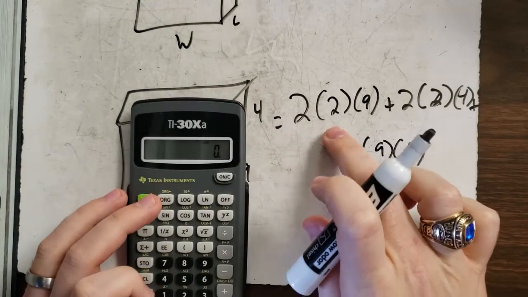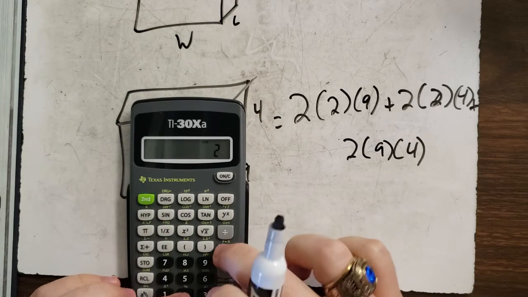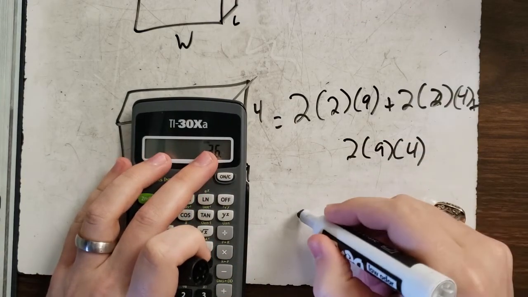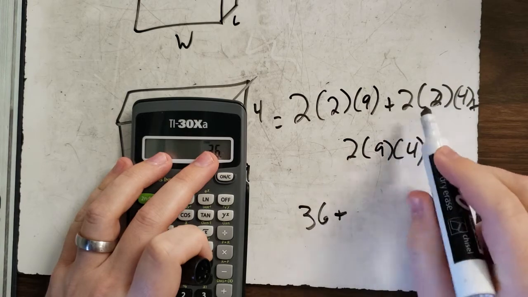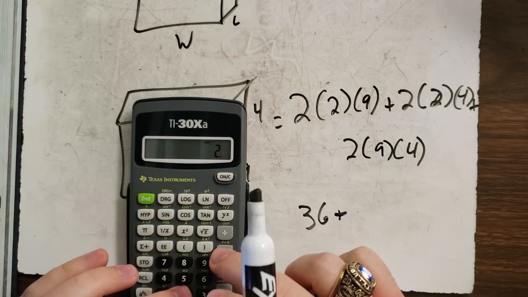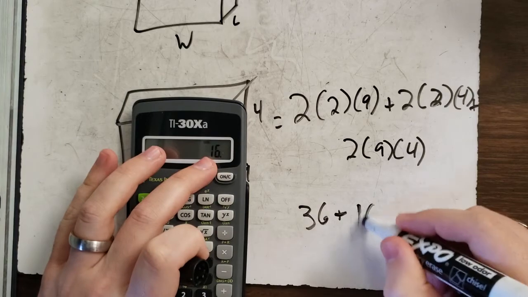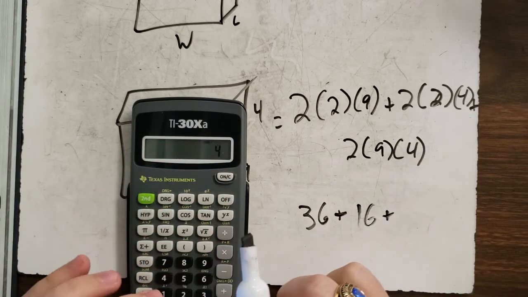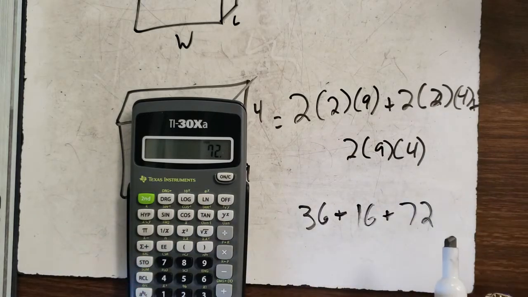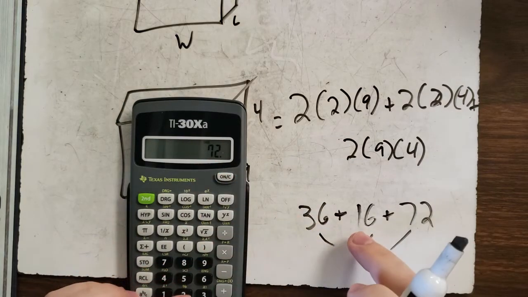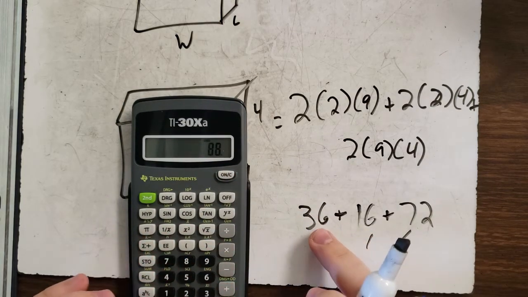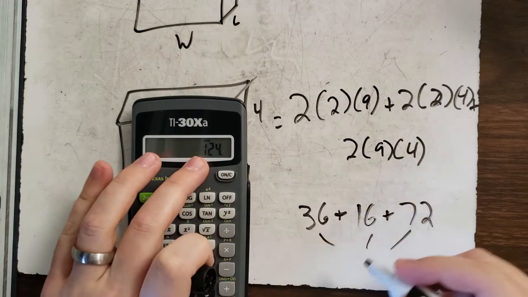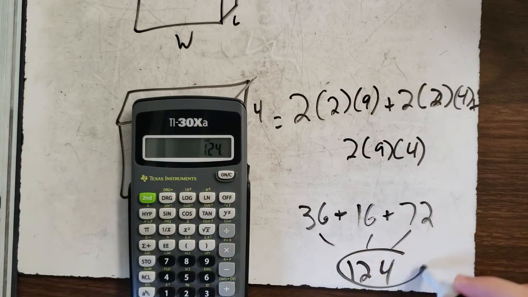So first one, we got 2 times 2 times 9. So 2 times 2 times 9 equals 36. So we got 36 plus 2 times 2 times 4, which is 16, plus the last one, 2 times 9 times 4, and that equals 72. Now our last step is to add all three. So 72 plus 16 plus 36 equals 124. And that's our final answer.